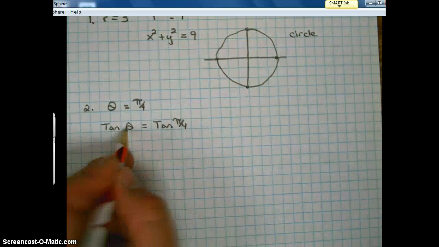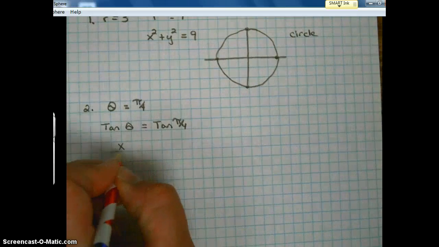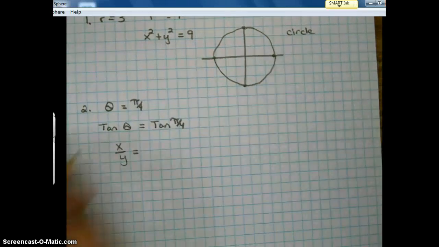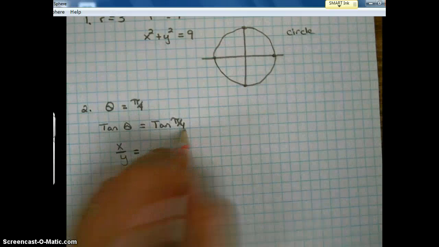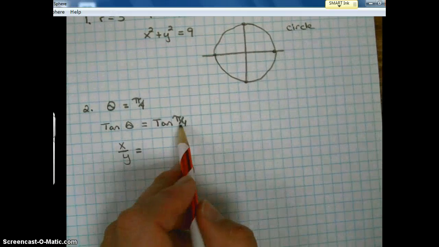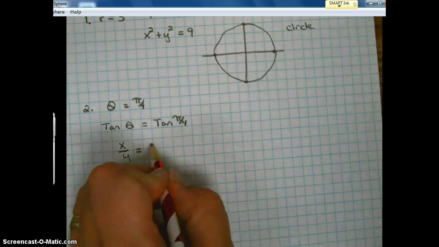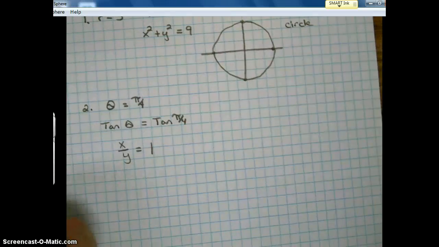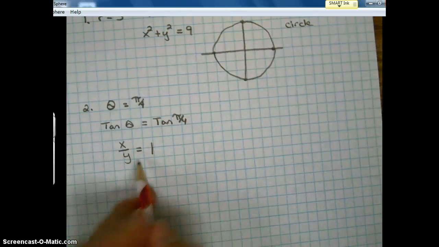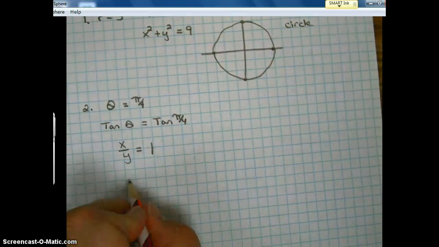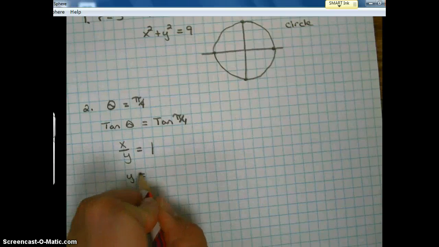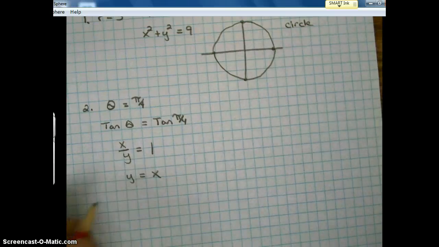The definition of tangent is y over x. Tangent of pi over 4, remember, that's the square root of 2 over 2 divided by the square root of 2 over 2. So that's going to be 1. Now solving for y, we cross multiply, and we get y equals x.